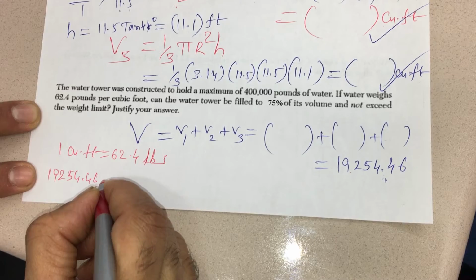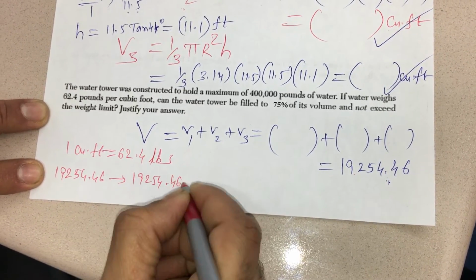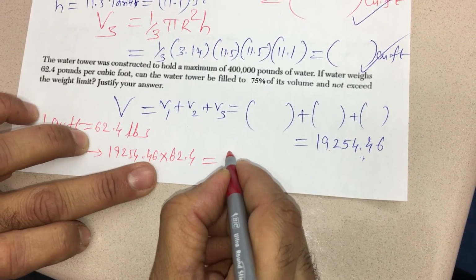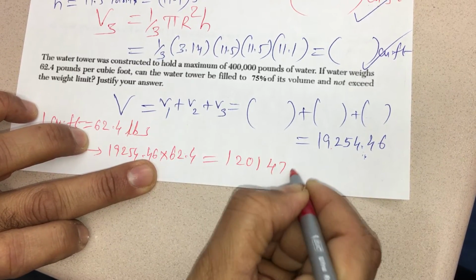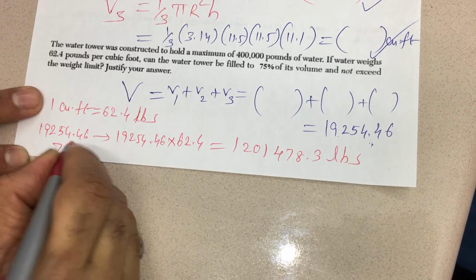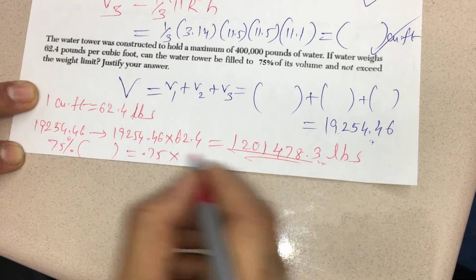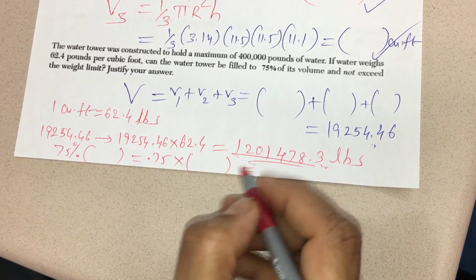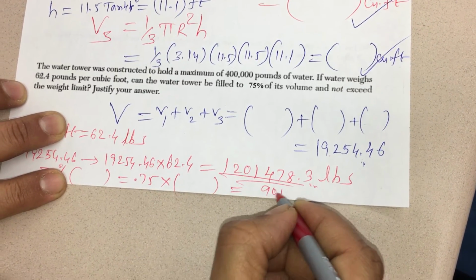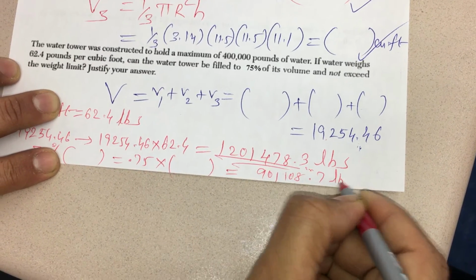So this total volume is 19,254.46 cubic feet. To get its weight, you have to multiply that figure by 62.4. Then how much do you get? The number is 1,201,478.3 pounds, this much weight. But if you calculate 75% of this weight, that is 0.75 times this number, you get 901,108.7 pounds. You have to get it correctly.